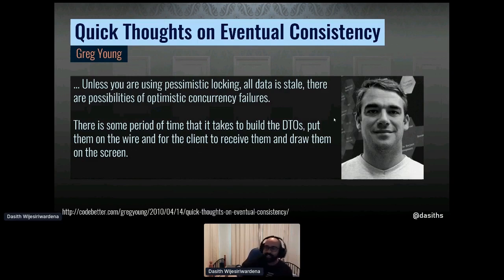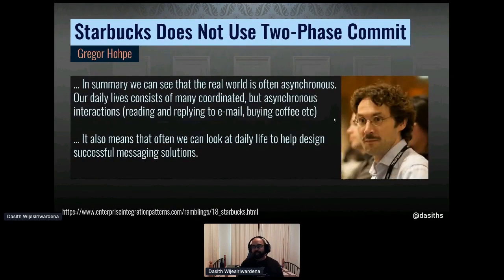He says that anything that goes over the wire is pretty much stale data anyway by the time you draw it on someone's screen. So embrace this reality. As long as you communicate using the right language and manage the expectation, you should be good. Gregor Hohpe, who's in the architecture team at AWS, is a thought leader in this space, and he says that even in the real world, we don't really use transactions.